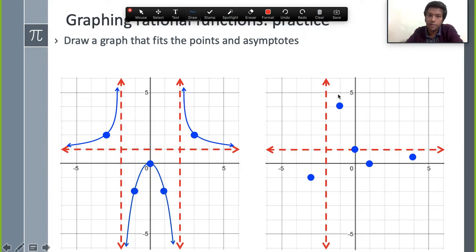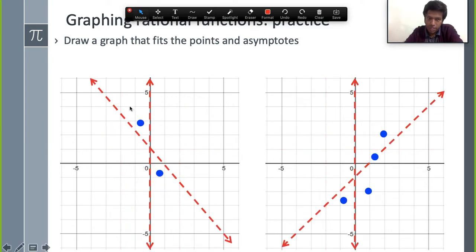Now what will be the graph of this side? You will have to think about that. You will have to draw that. Then for this part, what graph can we draw? What graph can we draw?